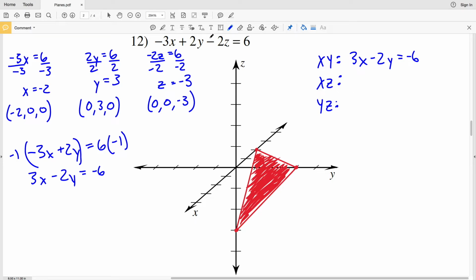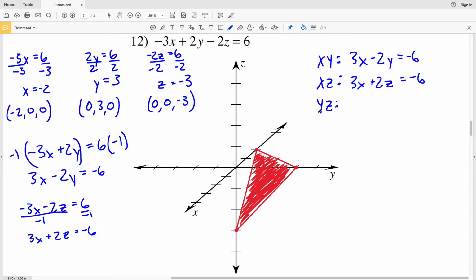Now for the trace for xz, that occurs when y is 0. So that's negative 3x minus 2z equal to 6. Again, we want our coefficient of x to be positive so that it matches that of the answer key. So we're going to multiply both sides by negative 1. That'll give us a positive 3x plus 2z equal to negative 6 for the trace for xz. Again, that's 3x plus 2z equals negative 6.